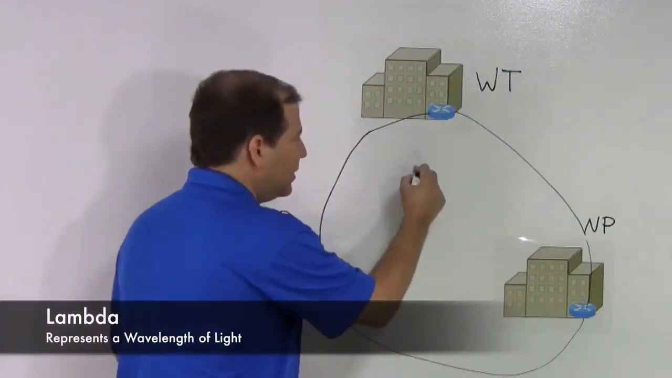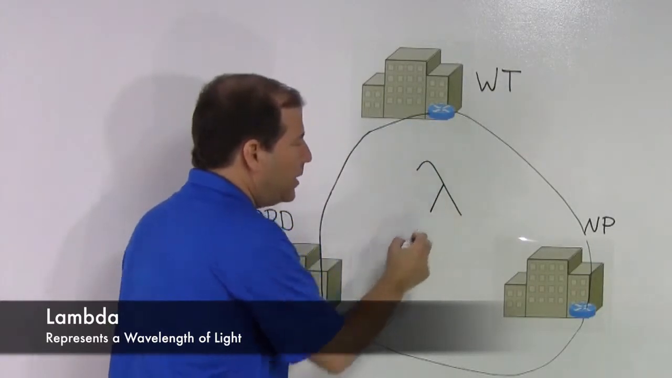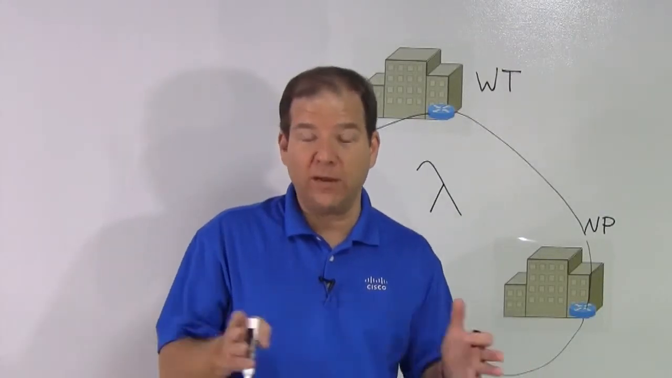Here's just a term for you that you might hear in some of the literature. It's called a lambda. It's written like this. A lambda represents a wavelength. And by giving different customers different wavelengths of light, that's how the service provider can tell one customer's transmission from another customer's transmission.